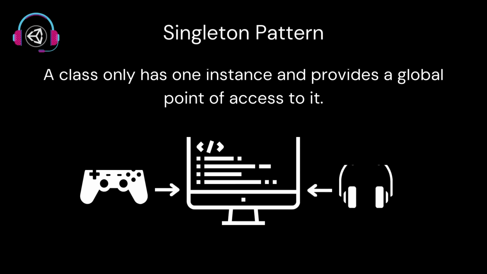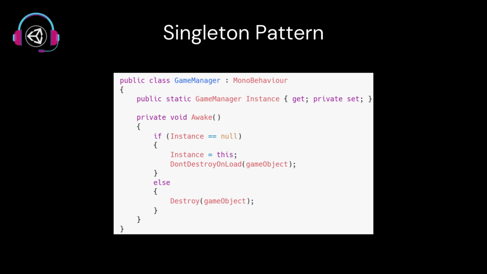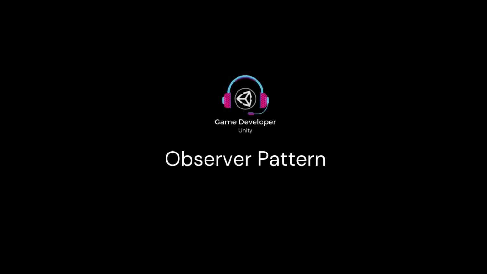Here's a simple example of how you might implement a singleton pattern for a game manager. In the Awake method, we check if an instance already exists. If not, we assign it, and make sure it persists across scene loads using DontDestroyOnLoad. With this setup, you never have to worry about accidentally creating multiple instances of your game manager, which can cause all sorts of headaches.